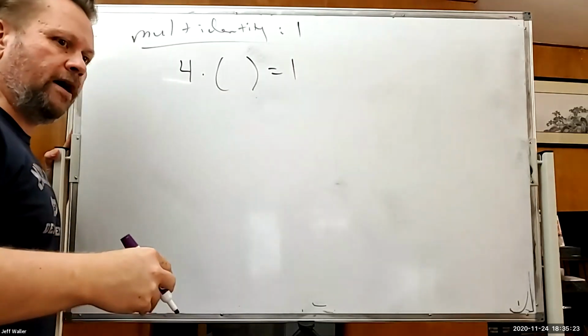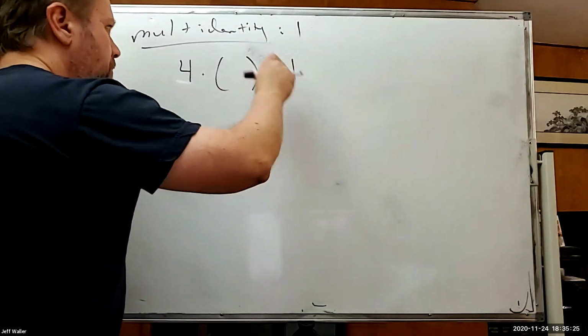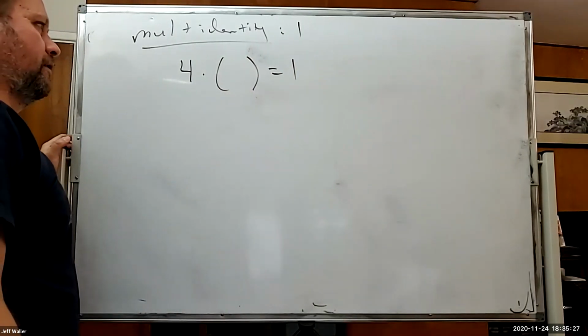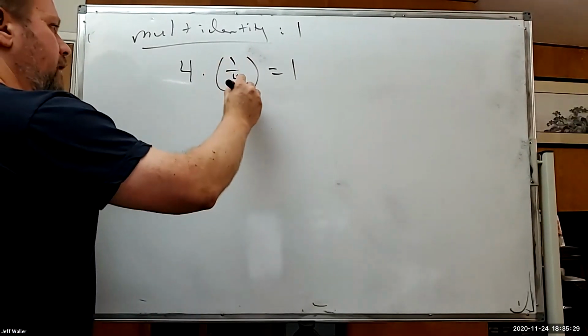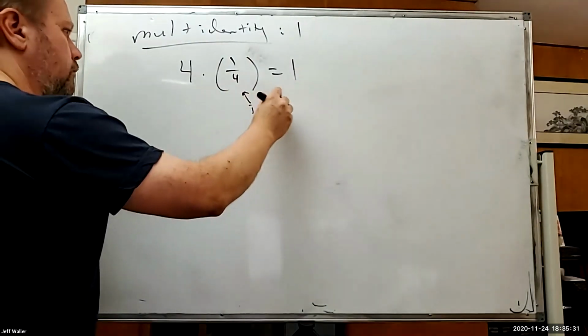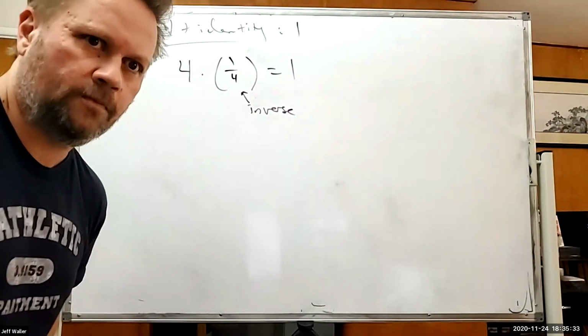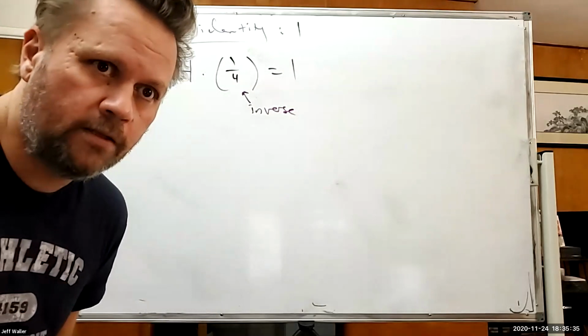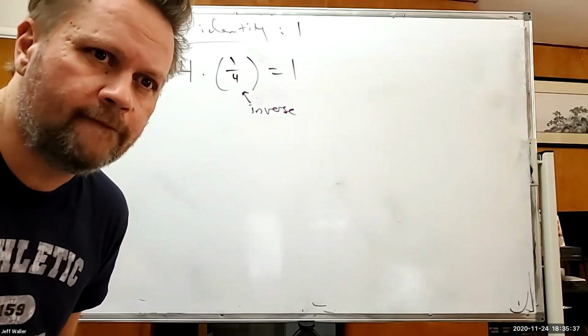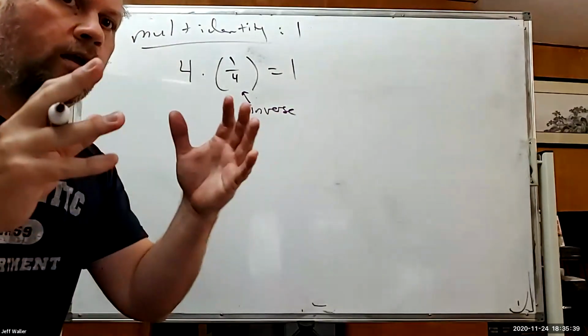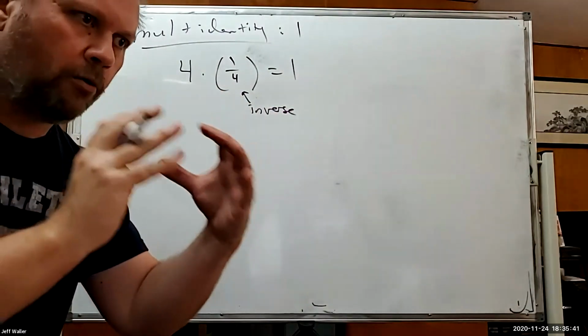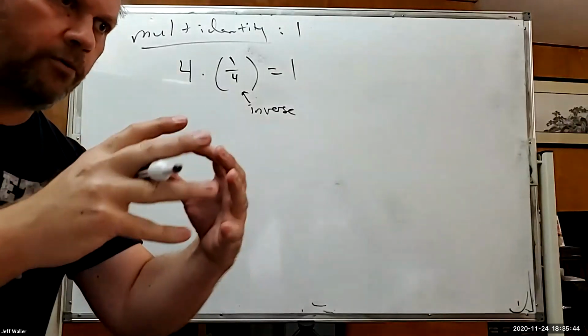What do I multiply 4 by to make 1? 1/4. Yes. Isn't another name for this the multiplicative inverse? Isn't that the inverse of 4? Are you guys semi with me? Matrices are like numbers. They are component things like numbers are component things.